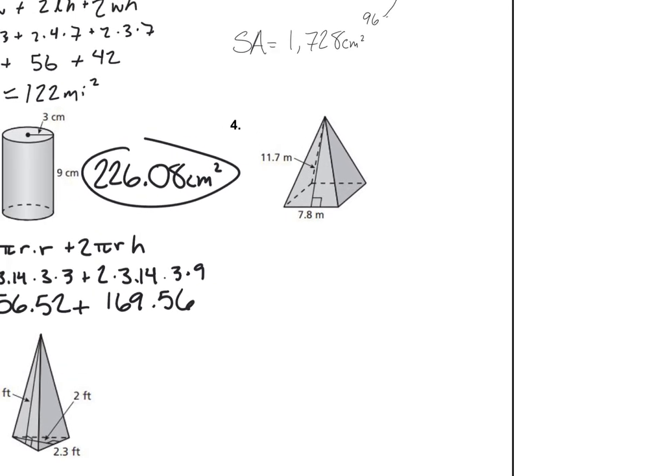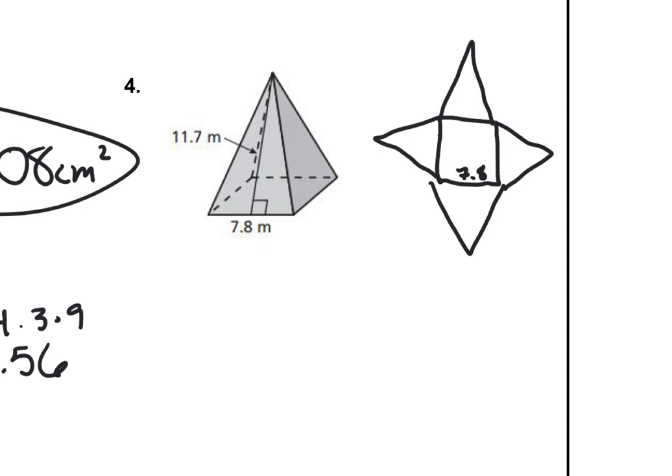Number 4, I've got a pyramid. So if I draw out my net, it's a square base with lateral triangles coming off of it. And remember, since it's a square base, all my triangles are the same. This has a base length of 7.8 and a slant height of 11.7.